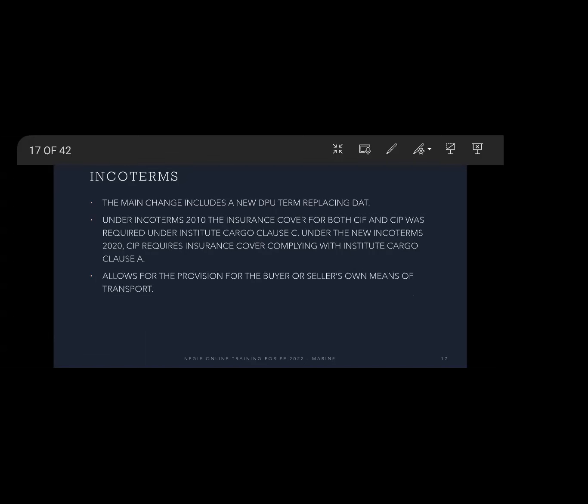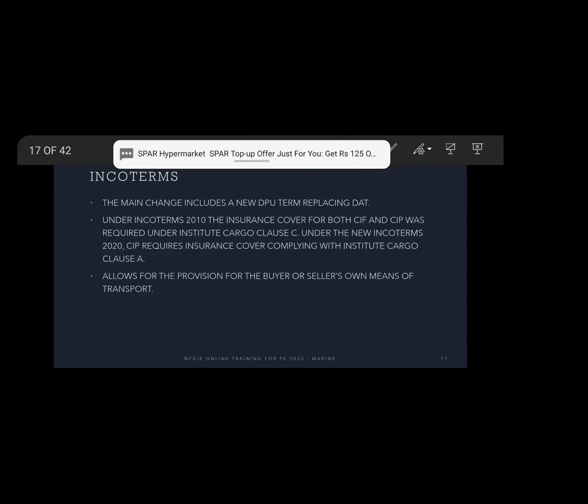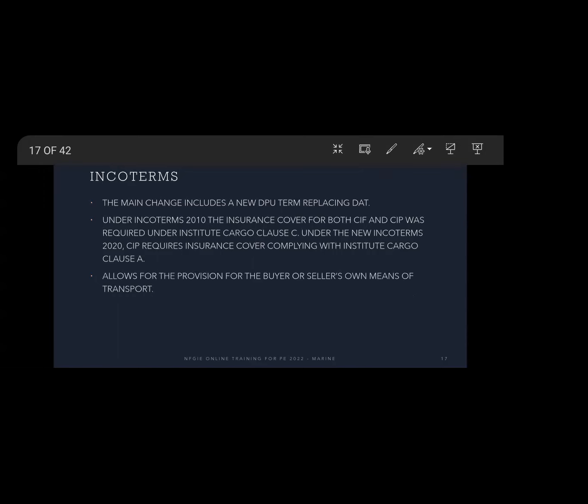The main change in the latest version compared to Incoterms 2010, it might be asked, is that a new DPU term has been introduced and DAT has been removed. DPU stands for delivery at place unloaded. The old delivery at terminal was replaced.